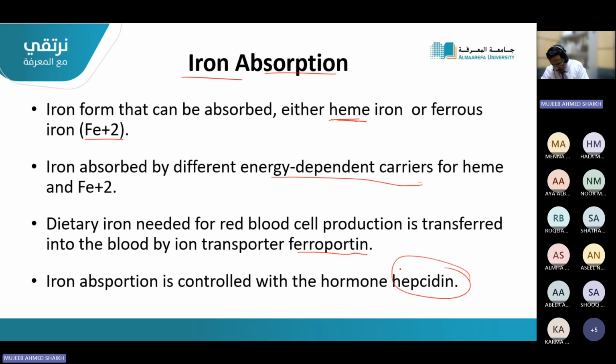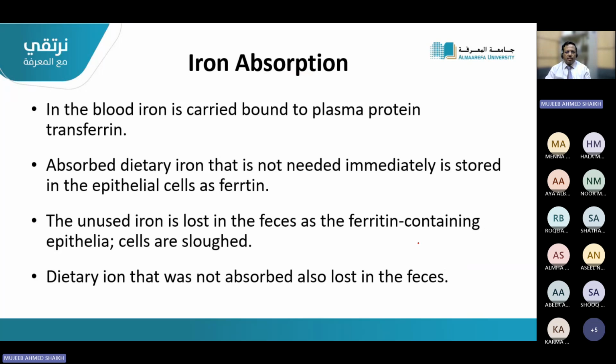Have you heard about this term, hepcidin? It is controlling iron absorption. Where did you hear this hepcidin? In which subject? Hematology? Previously you told us about it. Yes, in the last lecture, liver. The liver synthesizes hepcidin. Okay.